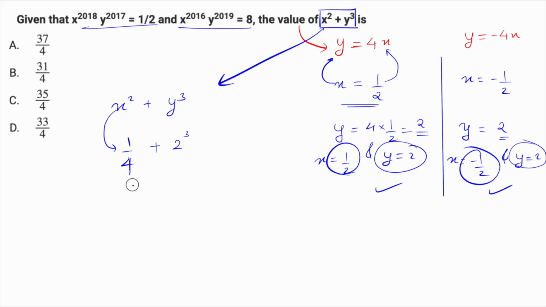So my final answer is 1 by 4 plus 8, and if you simplify this, this is 1 by 4 plus 32 by 4. Writing 8 as 32 by 4, you can now add the numerators. You get the final answer as 33 by 4, and that is plainly your D option, right? Simple question. The only thing is it might look lengthy because while I explained, I have written down every step, but while you're actually solving, you need not write everything. So that's how we do it. The answer is D option, 33 by 4.